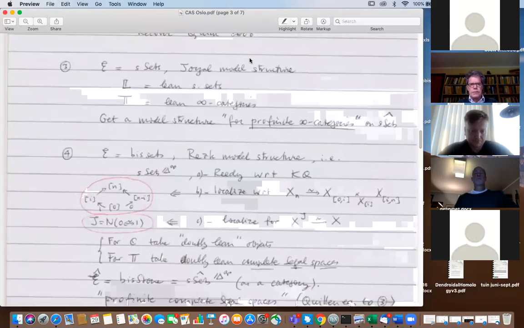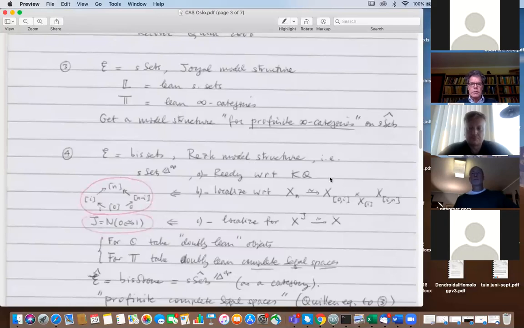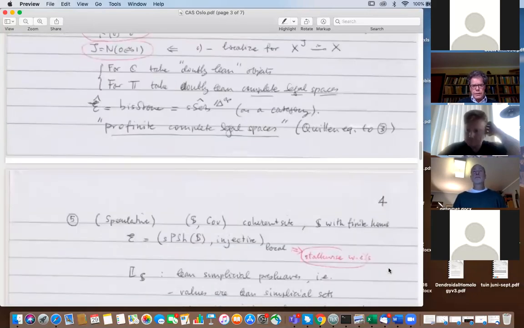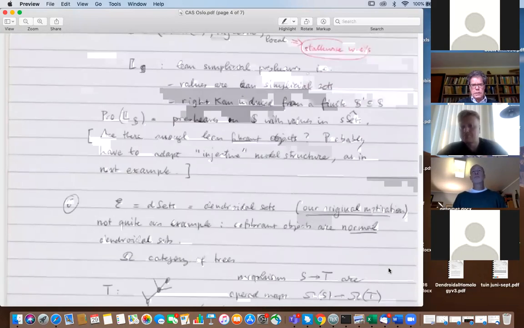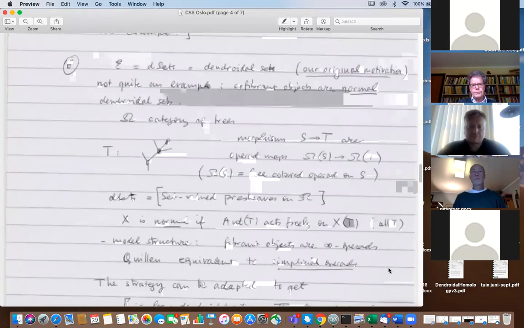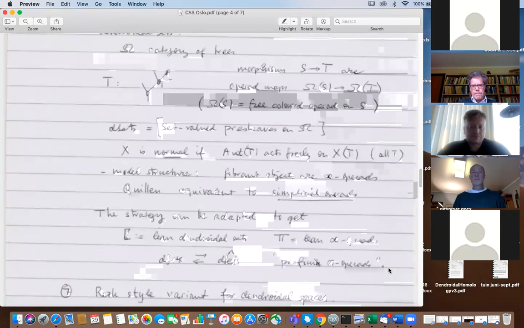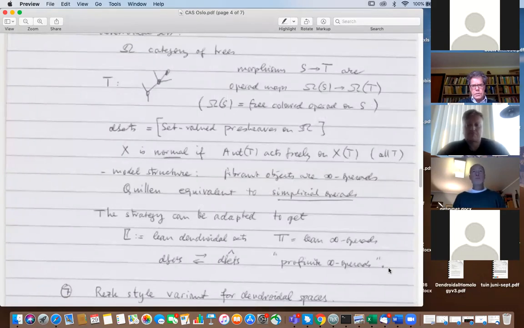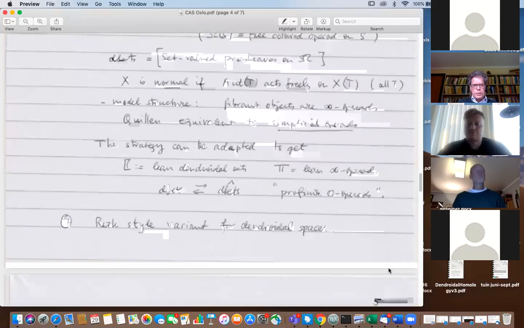So you have simplicial sets with a Joyal model structure, and bisimplicial sets with a Rezk model structure. They're Quillen equivalent, and they have Quillen equivalent profinite completions. And the same is true in the dendroidal case. You have dendroidal sets and dendroidal spaces, and they are Quillen equivalent, and they both have profinite versions, which are again Quillen equivalent. So that ends my list of examples.